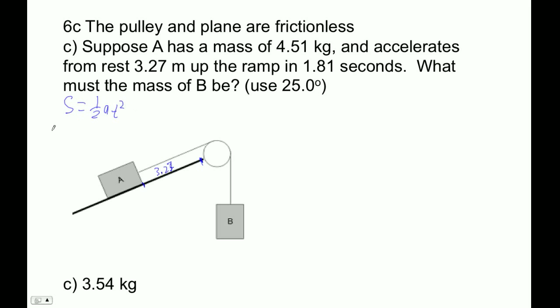All right, so let's find the acceleration. Acceleration is going to be 2s over t squared. So it's going to be 2 times 3.27 divided by 1.81 squared. And I'm going to store that in A for acceleration. So that's 1.99627 meters per second squared.